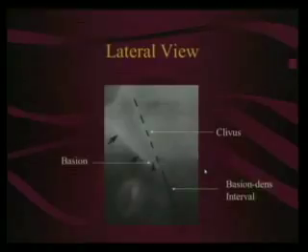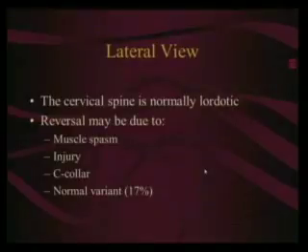All right, and again, it doesn't matter if this is plain film or CT. The structures are the same, the measurements are the same, the alignment should be the same. Now, the cervical spine is normally lordotic, but it can be reversed, whether this is plain film or CT. That can be due to several things. It can be due to muscle spasm, it can be due to injury, it can be due to a C-collar that is too big, and in up to 17% of patients, it is a normal variant.